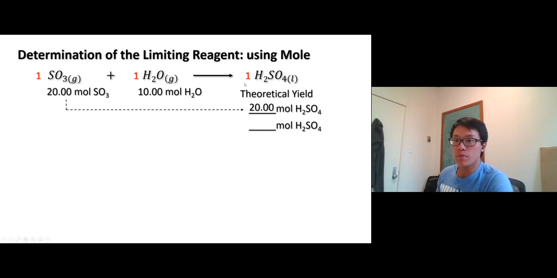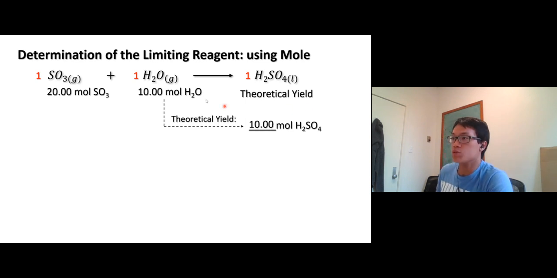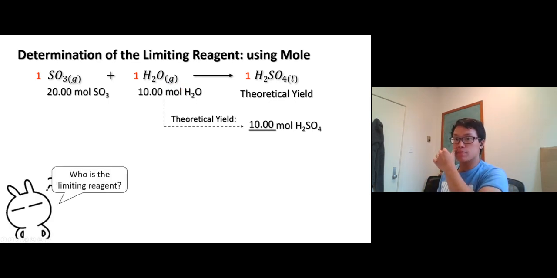All right. But if you look at the moles of water, we have only 10 moles of water. You should get 10 moles of sulfuric acid. Does it make sense? Now, which one is the real theoretical yield? The 10 moles. You can't make 20 moles because water is going to run out first. Who's the limiting reagent? Water, of course, because it runs out first.